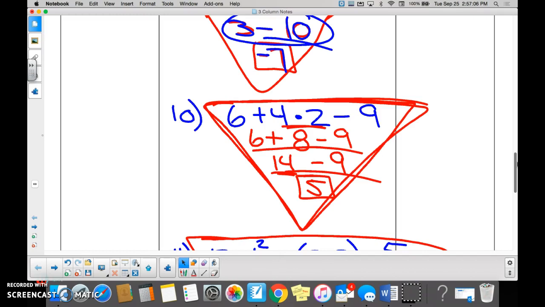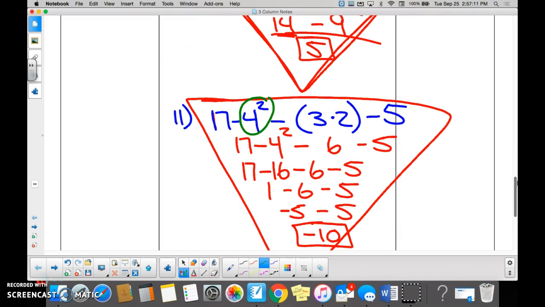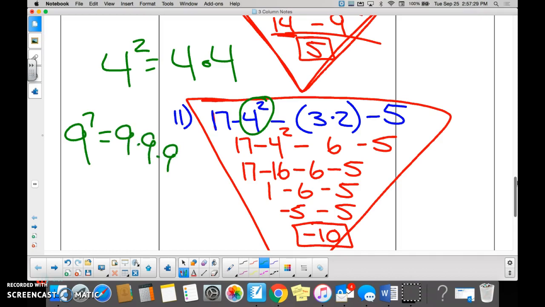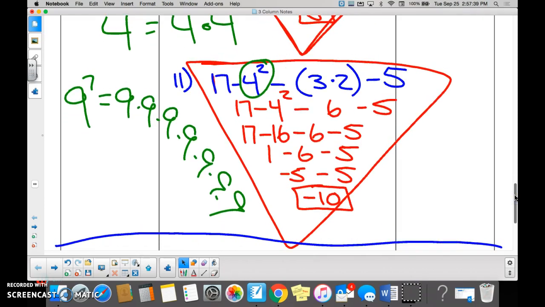Last thing I want to point out would be these things right here. If you have a problem with 4 to an exponent of 2, 4 to the power of 2 means what? 4 squared means 4 times 4, right? So if you have 9 to the 7th power, that means 9 times 9 times 9 times 9 times 9 times 9 times 9, right? So then on this problem, see how this problem has a lot of steps? Because you can only solve one at a time. Yes, no? Yes. Questions?